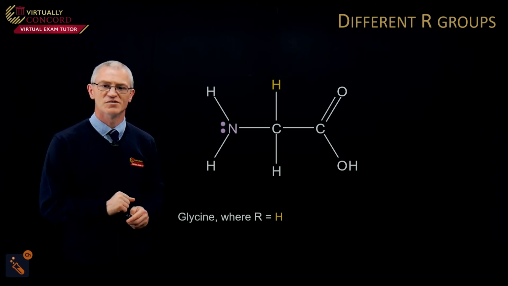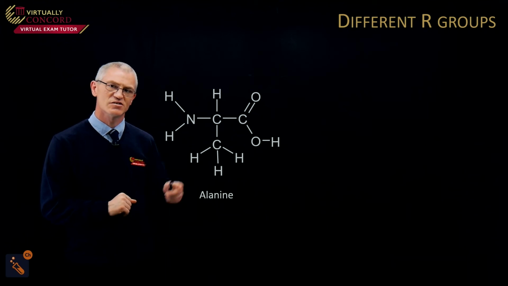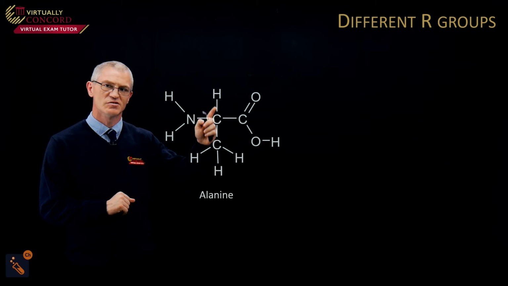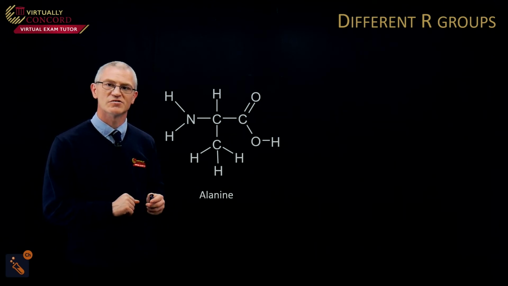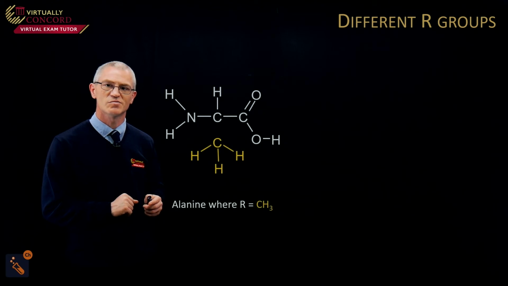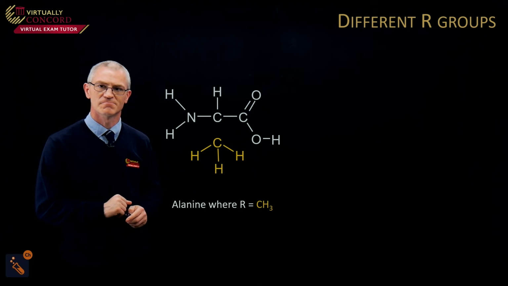Let's look at a different one. This time, we've got alanine. And look carefully, where is your R group? Where is your R group? On the central carbon, you've got one H, and then you've got a CH3. So your R group is this CH3 here. So you have to get used to recognising the R groups and being able to put the R groups back on. So there is our R group, alanine, where the R group is CH3.